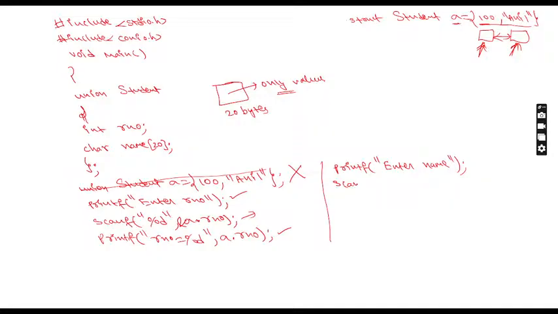How to enter the name now? scanf. Name is which type? Percent s we have used. Where does it have to be stored? Address of A dot name. After this, close the bracket with a semicolon. And immediately you have to printf: Name is equal to percent s, comma, A dot name, which we are going to display. Like this we are going to write.